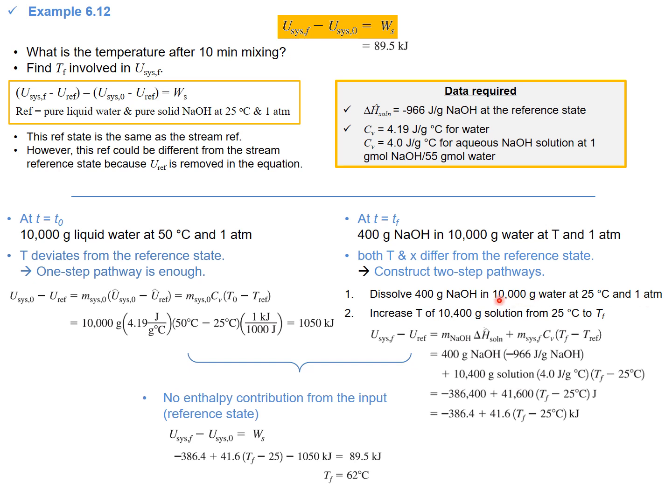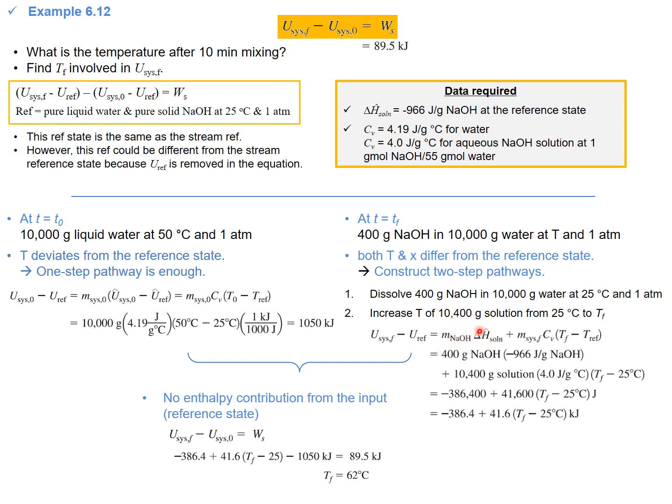Okay, right now, after the first step, we have the mixture, but the temperature is 25 Celsius degree. So I'd like to increase the temperature from 25 Celsius degree to an unknown temperature. Therefore, the internal energy of the system at the final state minus reference state is equal to the first step, composition change. That is the enthalpy of solution with the amount of the mixture.